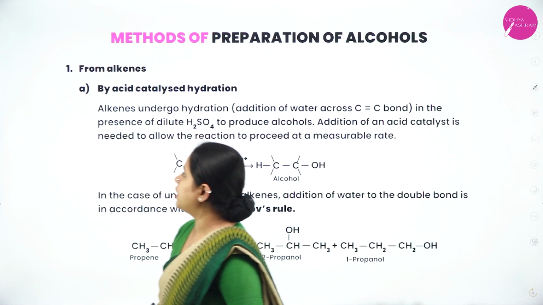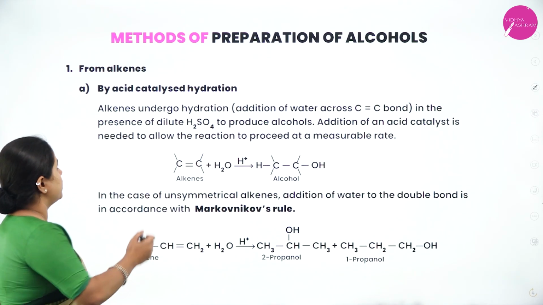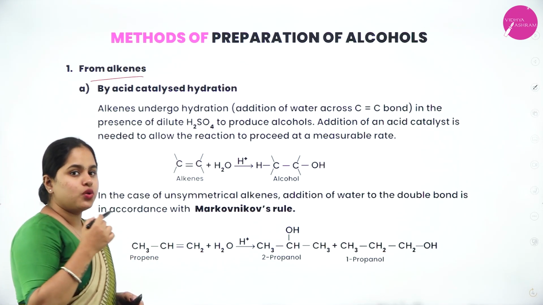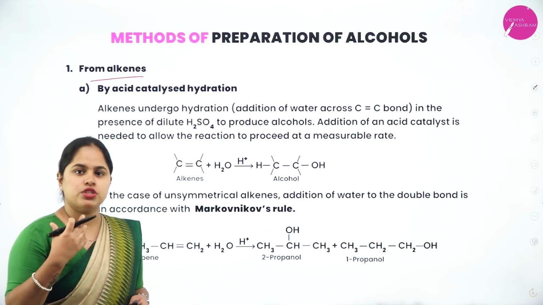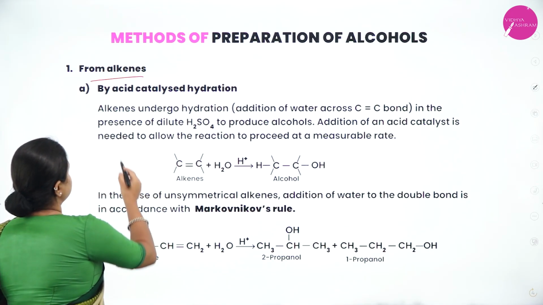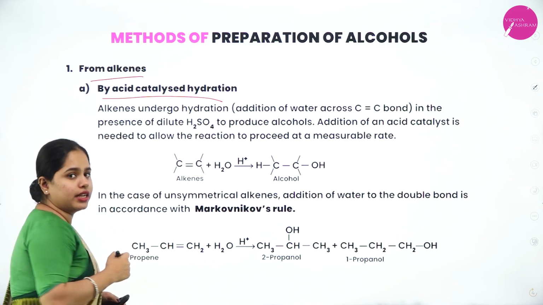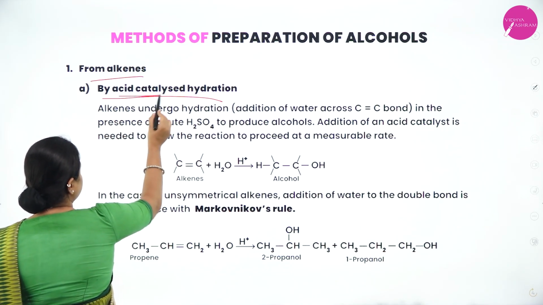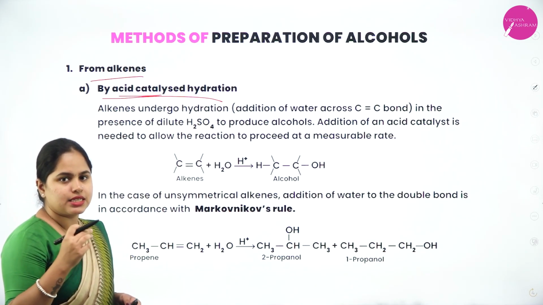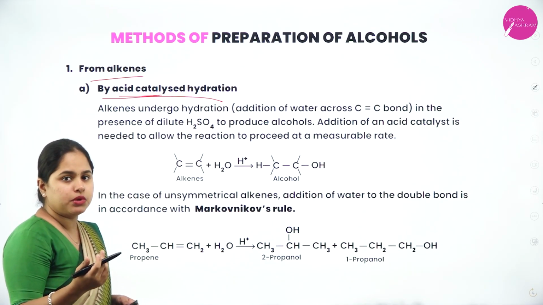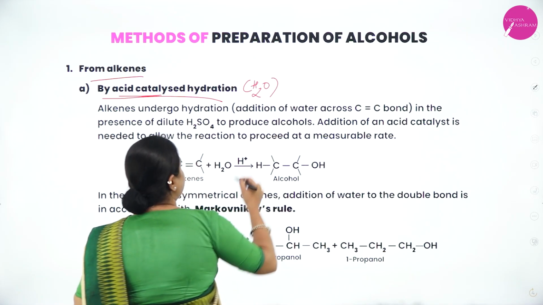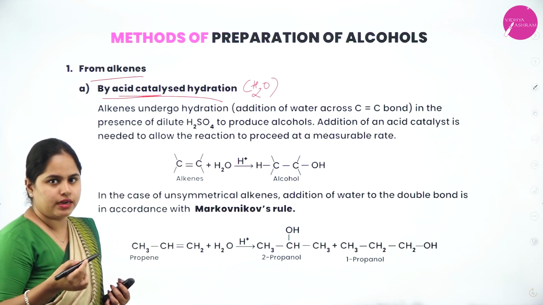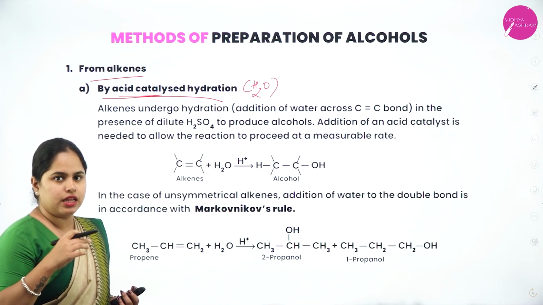First, beginning with the preparation from alkenes. In alkenes you have 2 different methods from which you can produce alcohol. The first one is acid catalyzed hydration. The catalyst used here is an acid, that is why it is acid catalyzed. Hydration means addition of water. So water will be added here in the presence of acid, which is the catalyst.